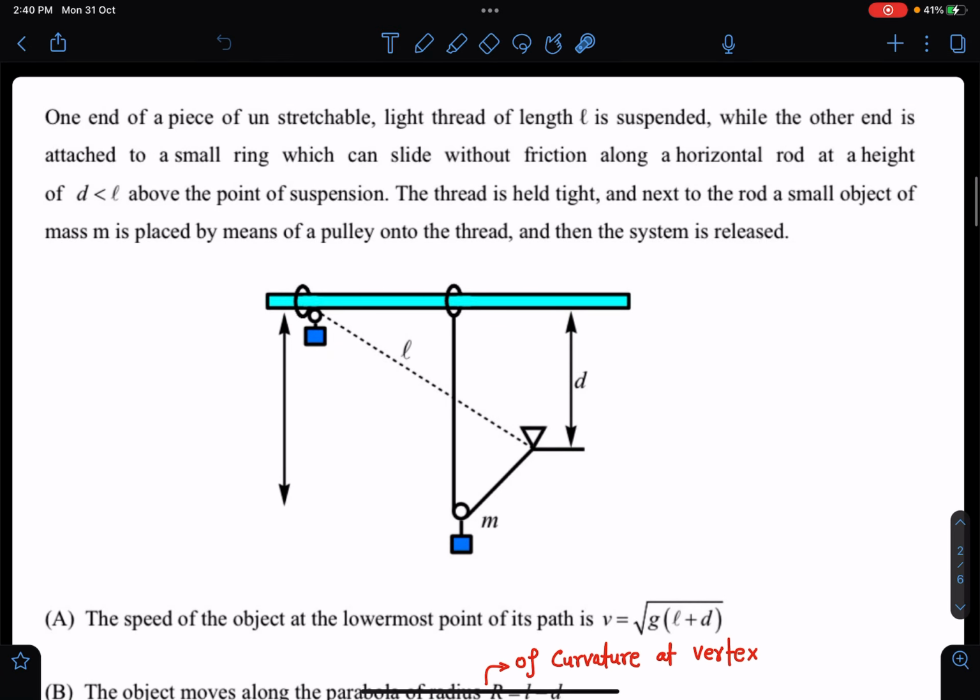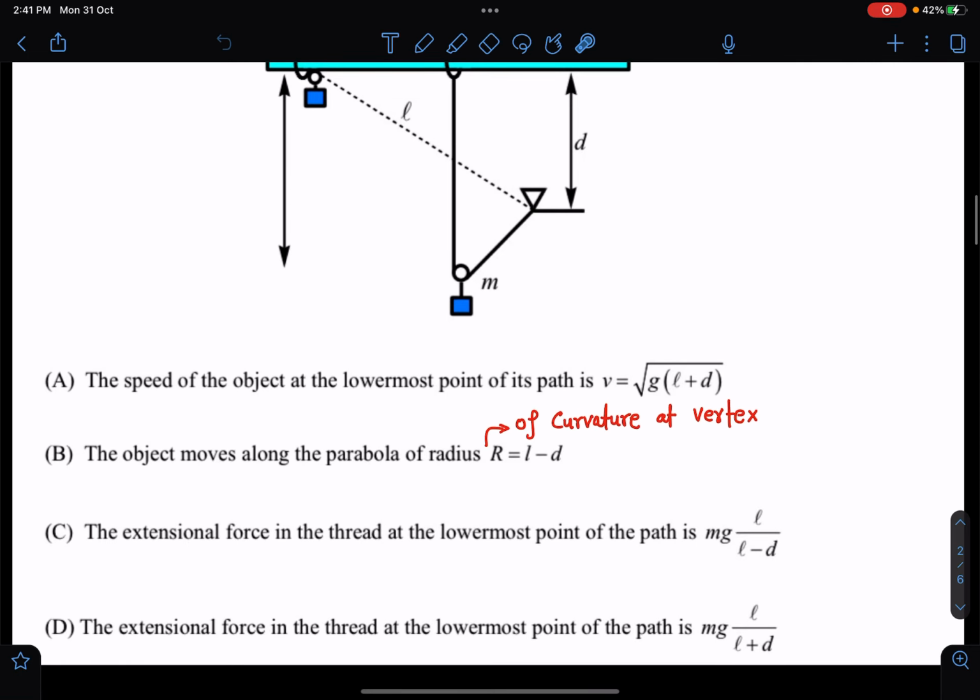One end of a piece of unstretchable light thread of length L is suspended. So basically, its length cannot be changed, while the other end is attached to a small ring which can slide without friction along a horizontal rod at a height of d, which is less than L, above the point of suspension. The thread is held tight, and next to the rod, a small object of mass m is placed by means of a pulley onto the thread, and the system is released.